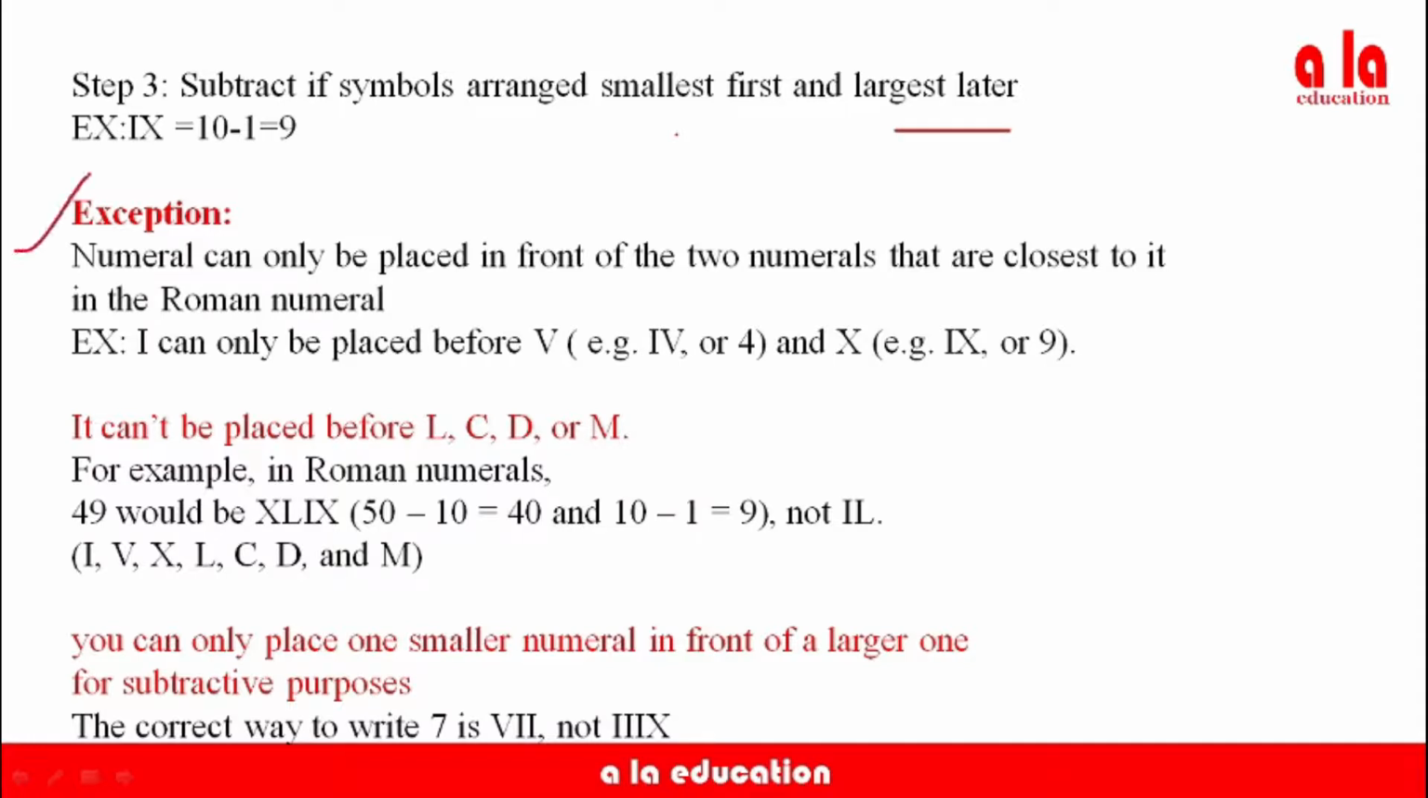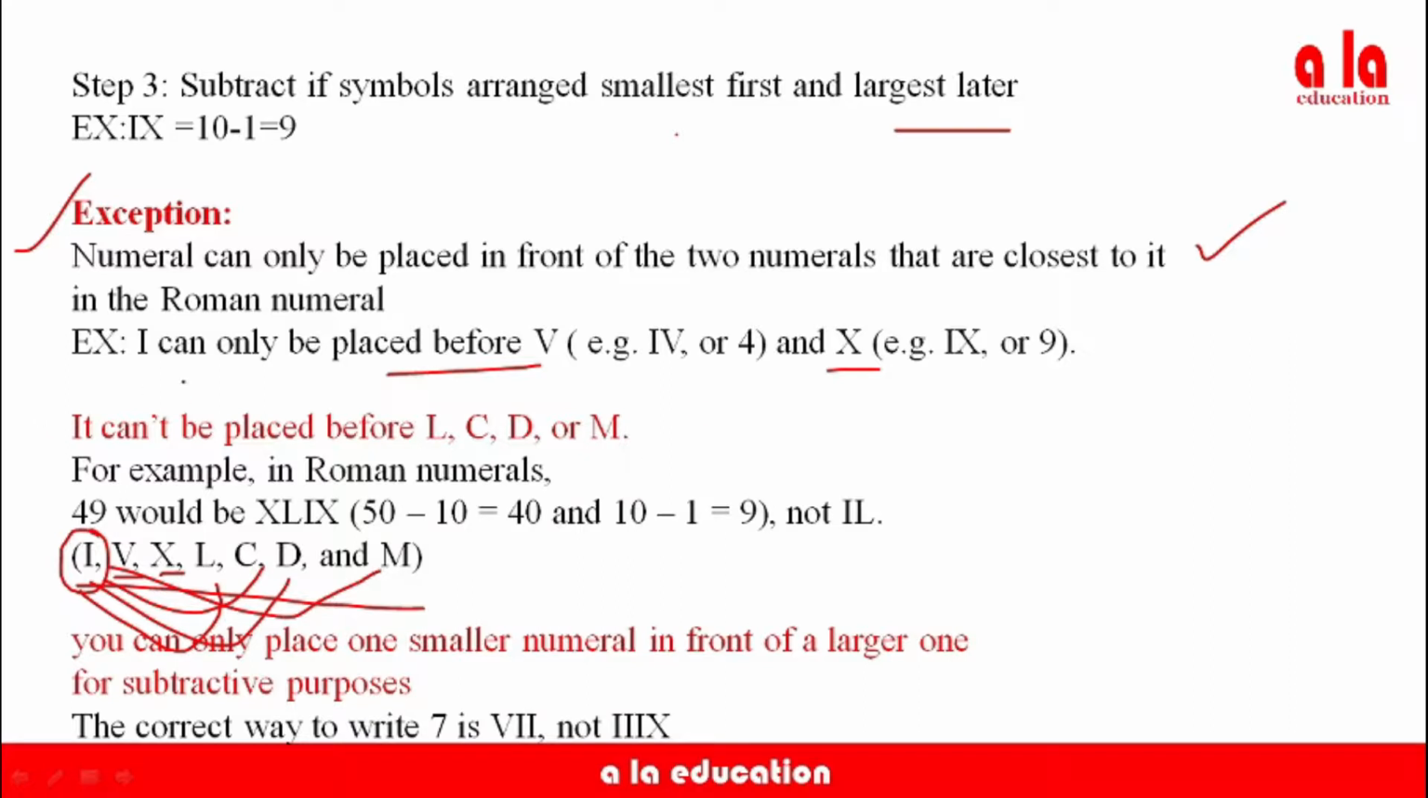Please read this statement. For example, I can only be placed before V and before X. The meaning of this statement is you can keep the smaller numeral before only the two closest larger numerals. If you observe the order of these numerals, you can keep I before V or X, the first two closest symbols, and you cannot keep I before L, C, D, or M. You have to keep it before the first two closest.